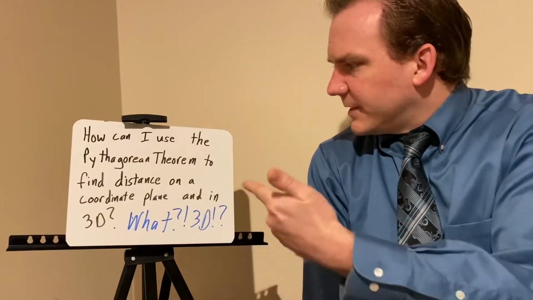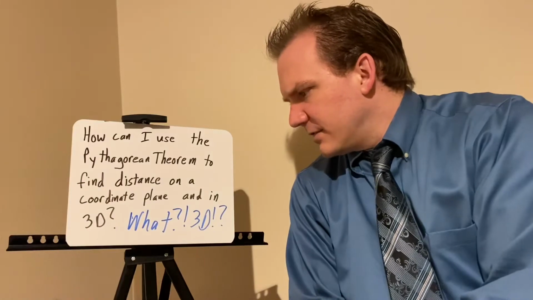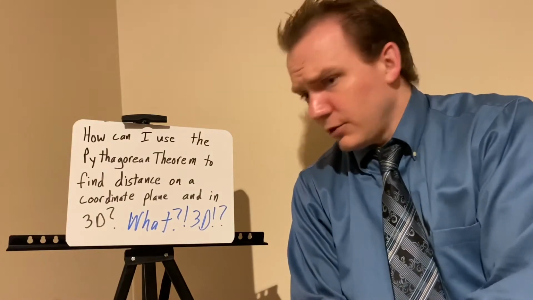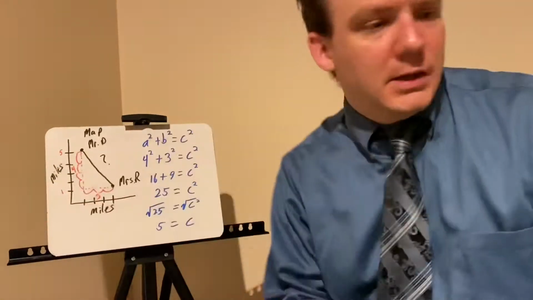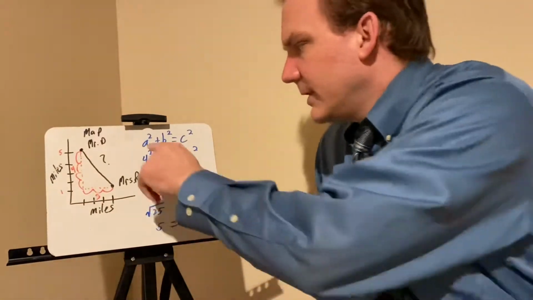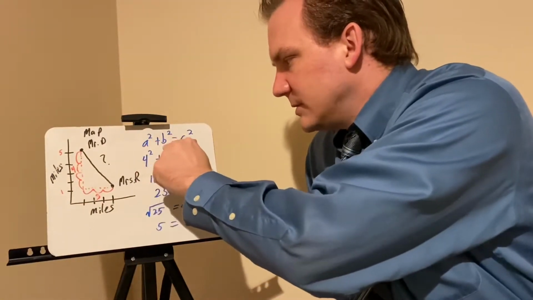How can I use the Pythagorean theorem to find distance on a coordinate plane and in 3D? What? 3D? Well, start with the coordinate plane. The Pythagorean theorem is a squared plus b squared equals c squared.